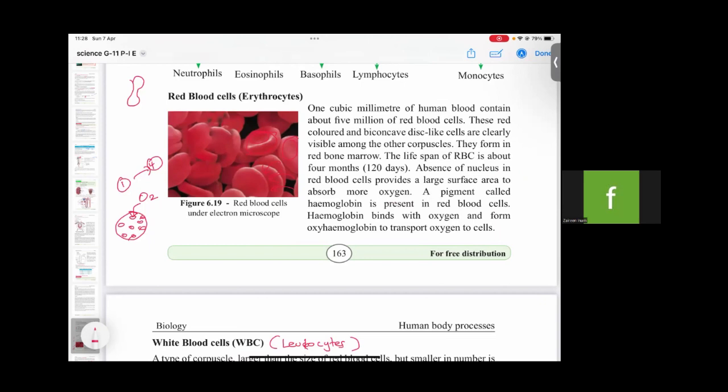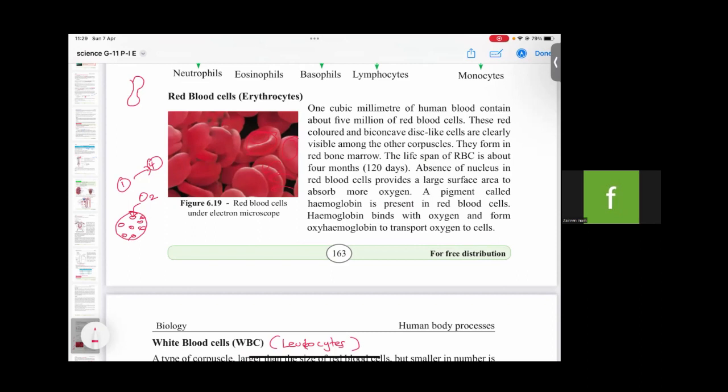They are formed in the red bone marrow, so they can ask you, where is the red blood cell formed? And the lifespan is 120 days, so 4 months. The nucleus is not there because it wants to provide a large surface for absorbing more oxygen, and mitochondria are also not there for the same reason.